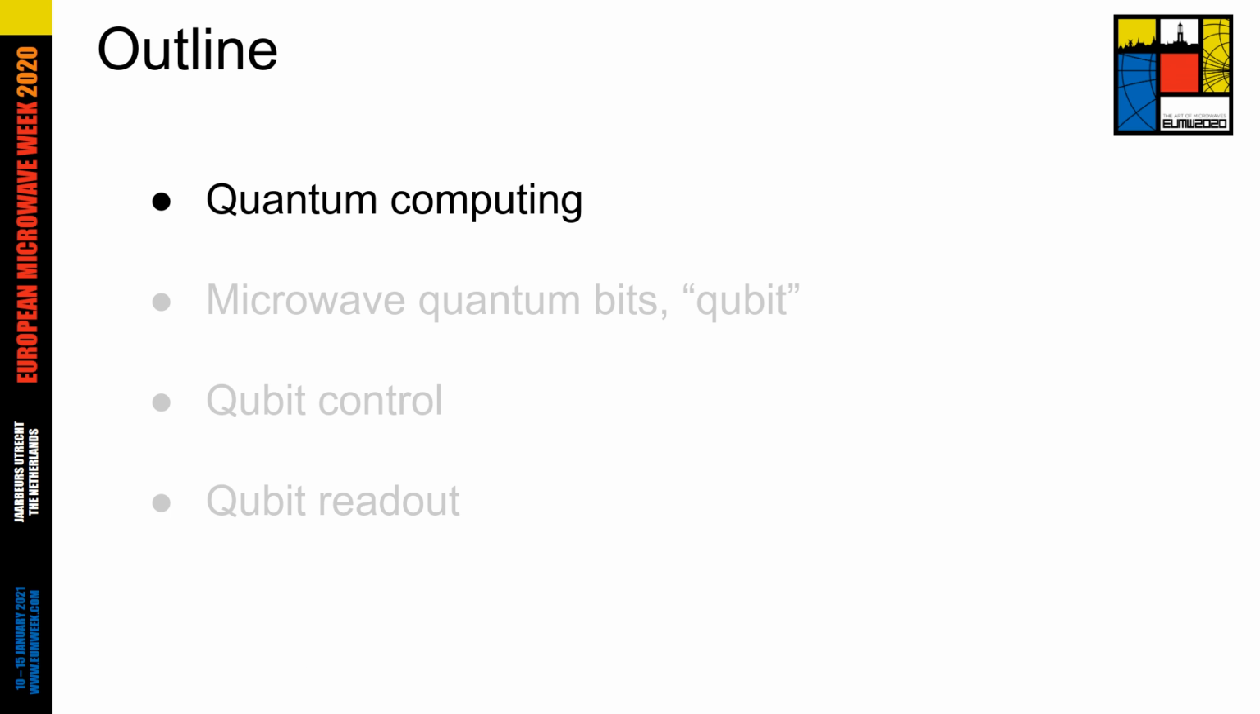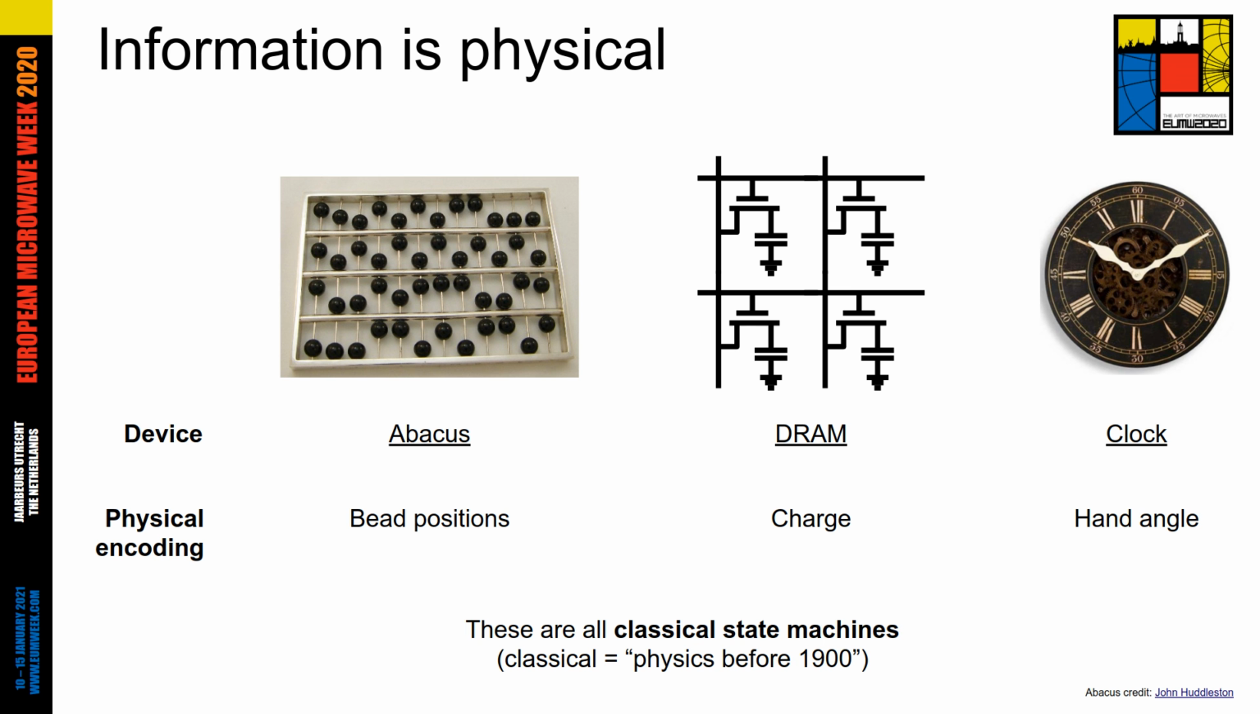Okay, so let's start with quantum computing. The starting point to understand quantum computing is to understand computing in general from a physics point of view. All information is fundamentally physical. Here's an example of 3 information processing devices, and for each one I've written down what the physical encoding of the information is. To start on the left, we have an abacus, and in that case, the information is stored in the positions of the beads.